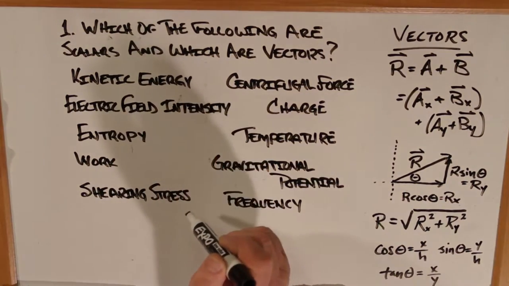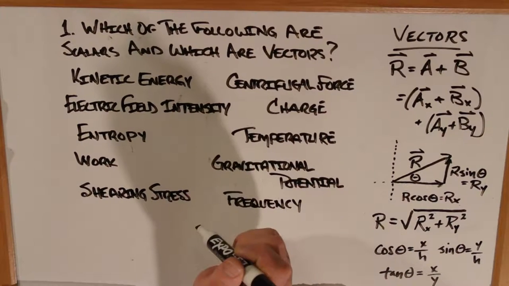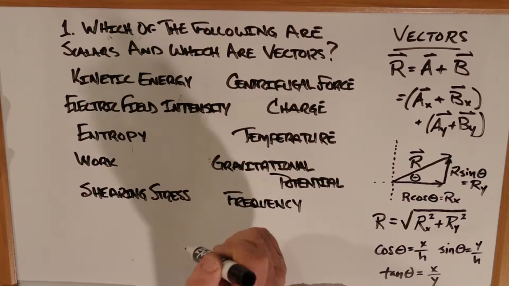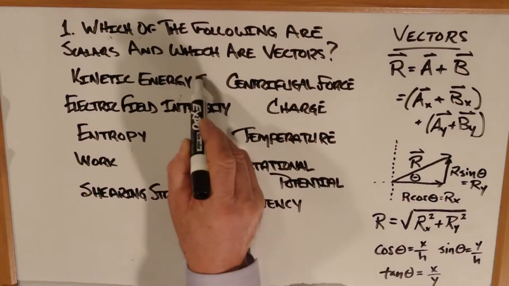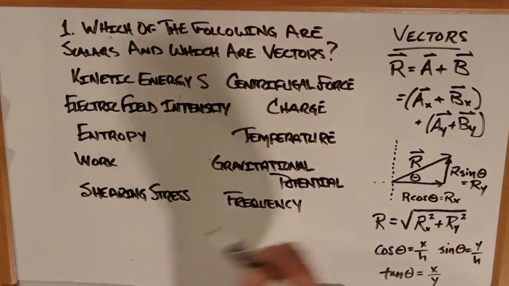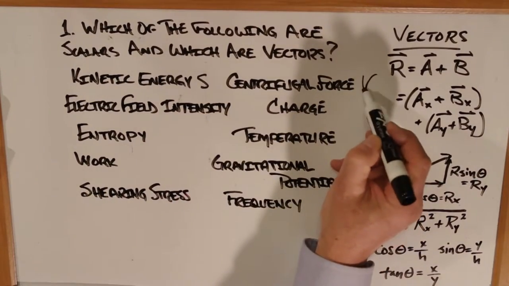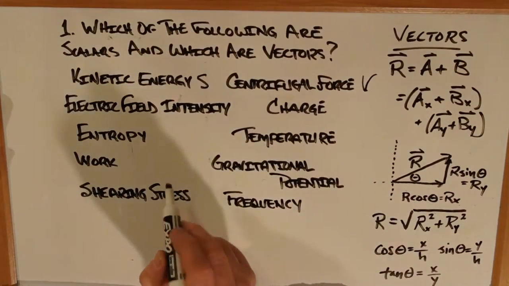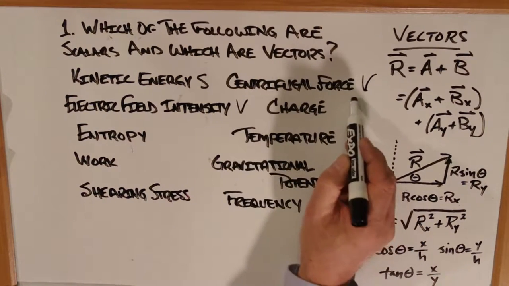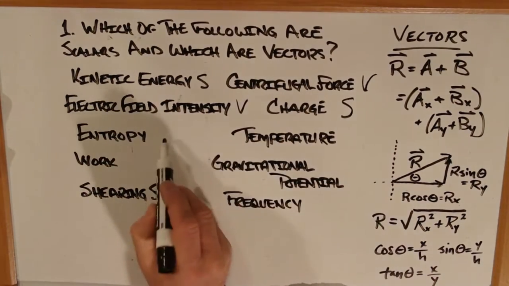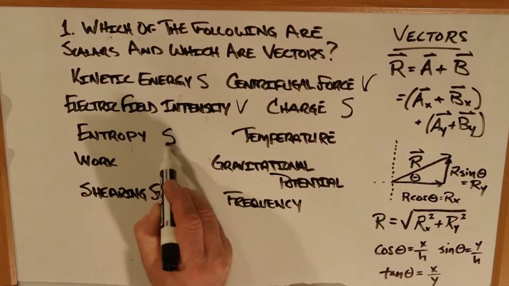First question, which of the following are scalars and which are vectors? Basically applying the definition, vector being something that has direction as well as magnitude. And so keeping that in mind, kinetic energy will be a scalar. Centrifugal force, a vector. Electric field intensity will be a vector as well. Charge, of course, is a scalar, as well as entropy.